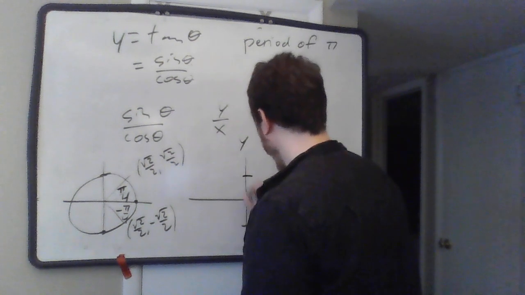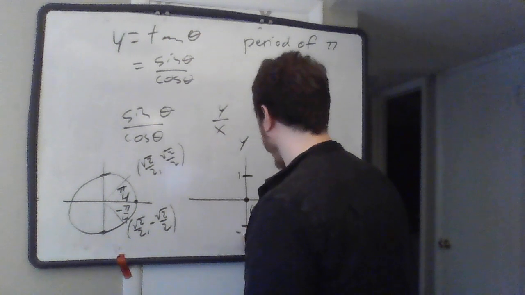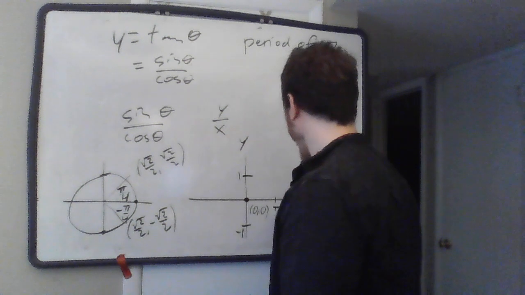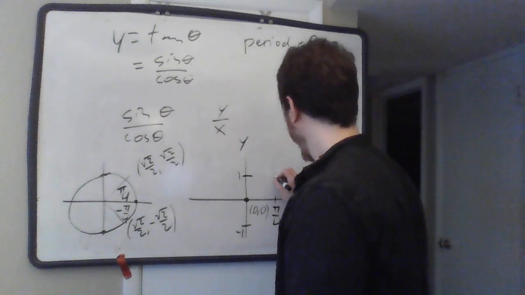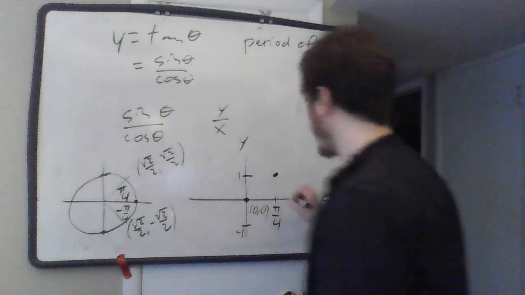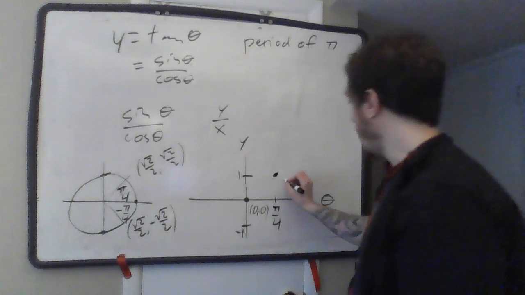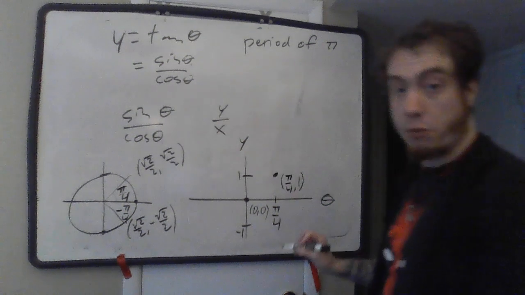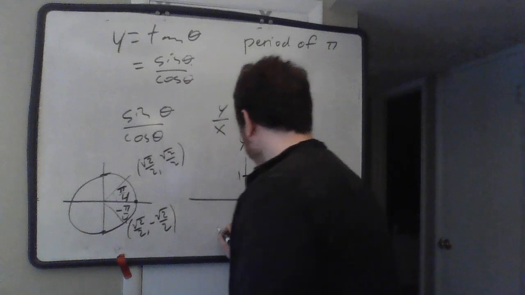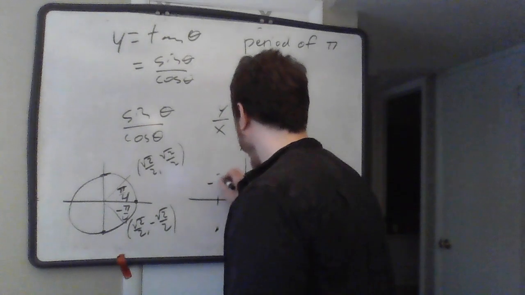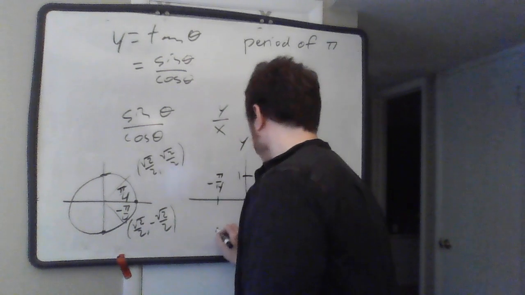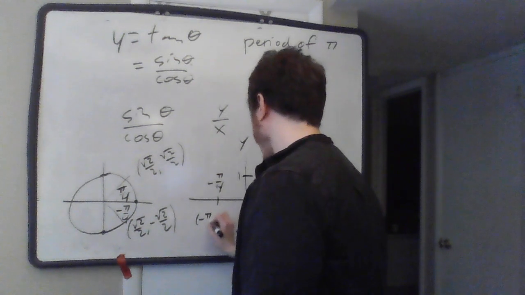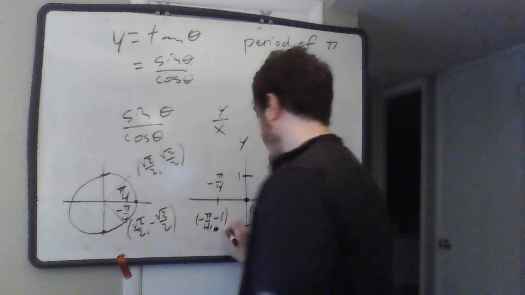So, let's try to mark those points in. At an angle of pi over 4, we are going to go through the y value of 1. So at pi over 4, comma 1, we're going to go through there. And at minus pi over 4, we're going to go through minus 1. So we have this point, minus pi over 4, comma, minus 1.